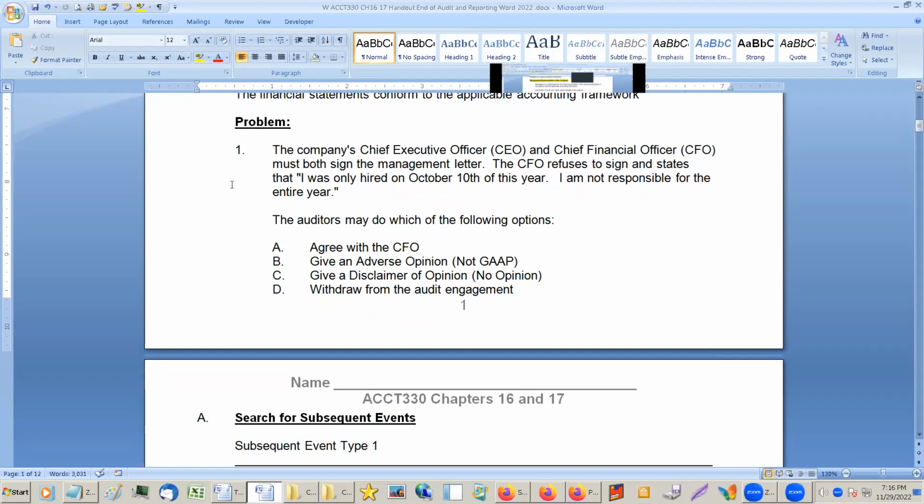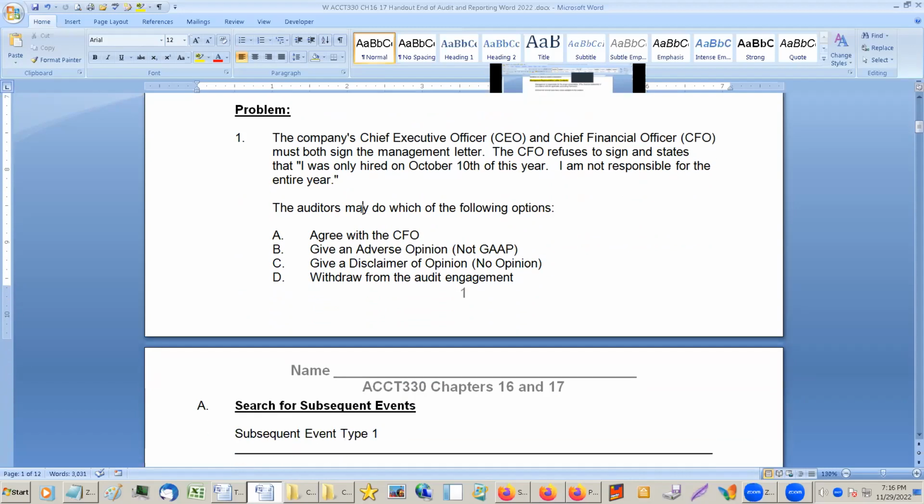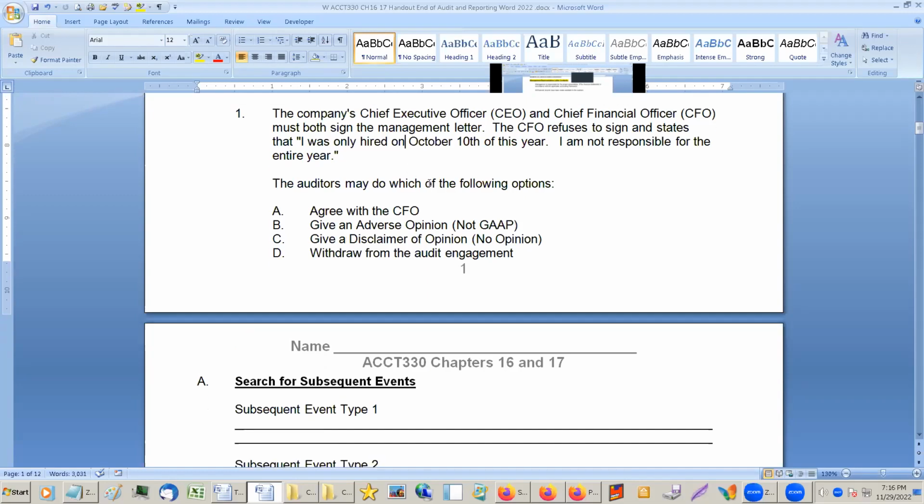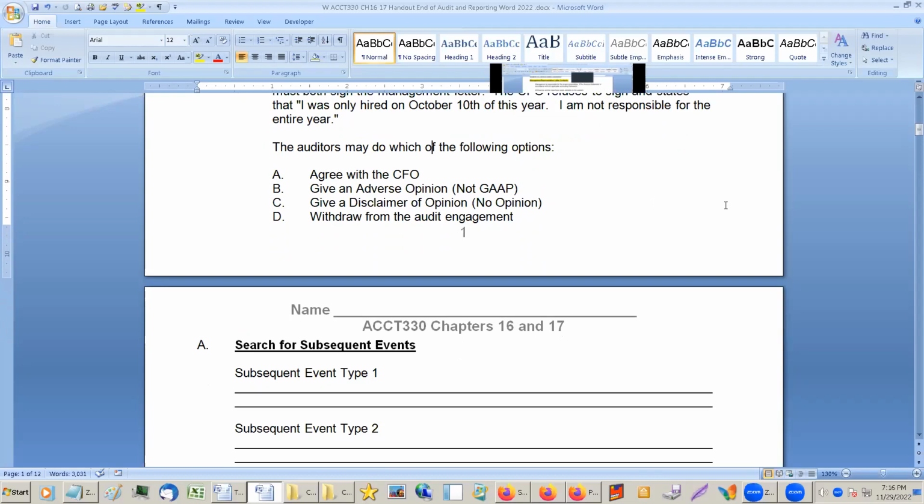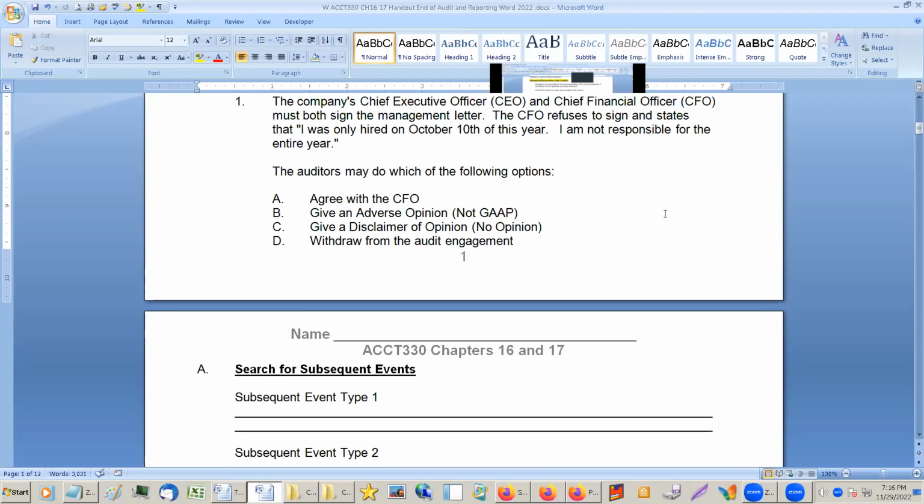Okay, problem one. The CFO, they give the management letter. The CFO refuses to sign and states that I was only hired on October 10th of this year, and I'm not responsible for the entire year. What options do you have?